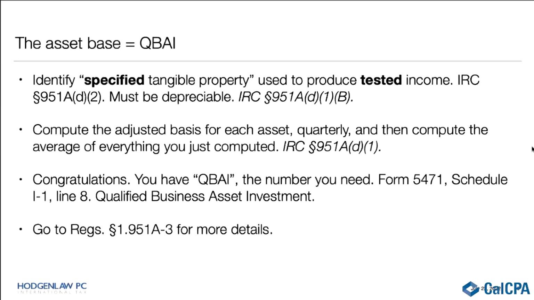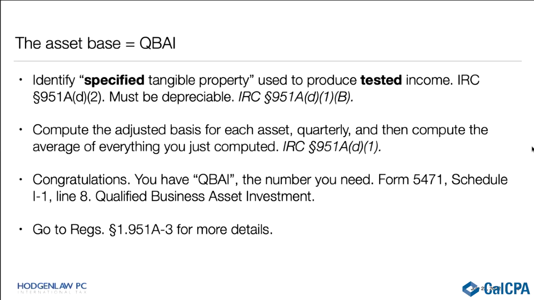So we're going to start here with this acronym QBAI, Qualified Business Asset Investment. So these are all your depreciable assets. And you're going to see there's a lot of jargony words and defined phrases and acronyms here, and it gets really confusing. But the idea is you've got depreciable assets, and you have to compute the adjusted basis for the assets.